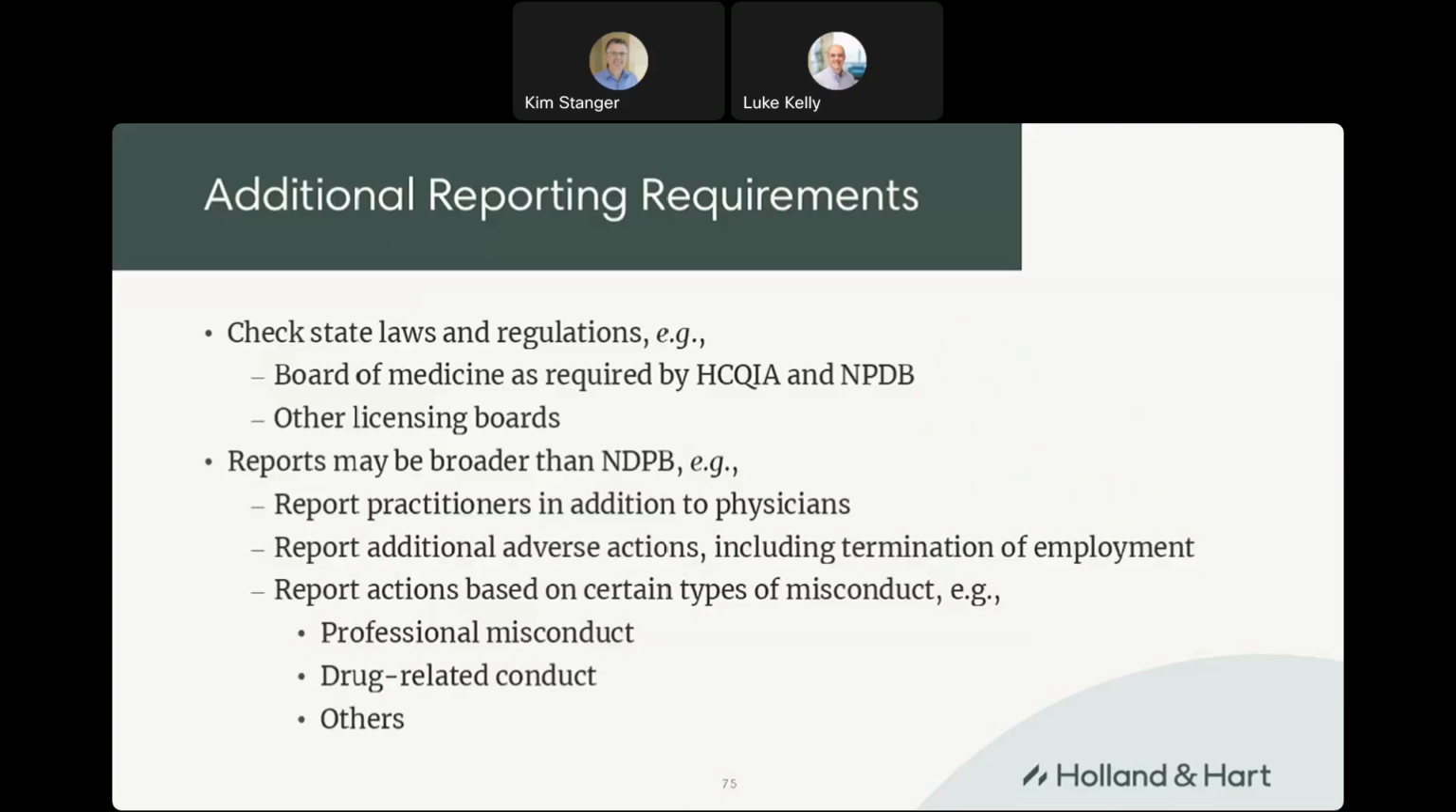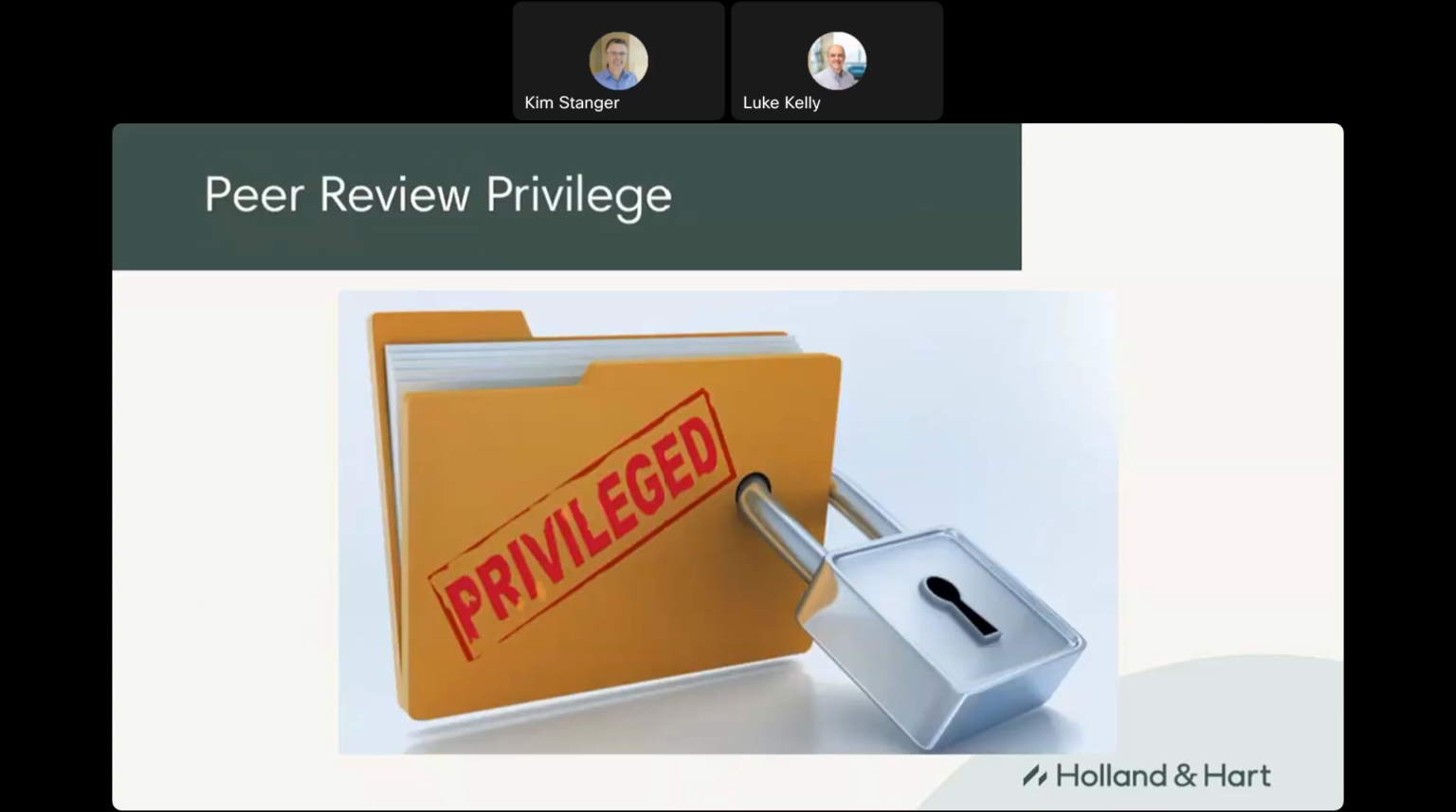You have to report to the NPDB, and also have to give a copy of that to the state licensing board, the state medical board. There may be other state requirements that require you to do reporting, so make sure that you're aware of your state laws when it comes to those reporting, and they may not be the same. You may have obligations to report, for example, a termination of employment to the state, even though it's not required to be reported under the NPDB.